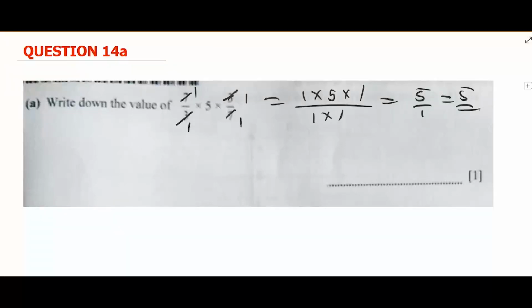So the next one is question 14a. You are asked to write down the value of 7 over 3 times 5 times 3 over 7. So to do this, you can say 3 cancels 3, giving 1 and 1, and 7 cancels 7, giving 1 and 1. So we are left with 1 by 5 by 1 over 1 by 1, and everything will give us 5 over 1, which is the same thing as 5. So the correct answer here is 5.